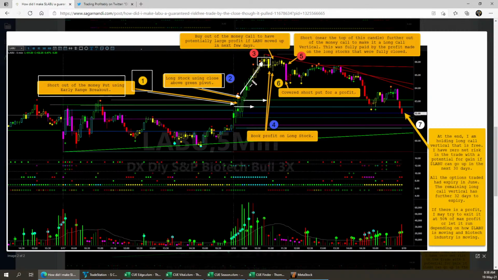So what did I do? Let me remove the lines. I booked my profit, half profit on this candle, the remaining profit on this candle. So I was left with only the short put. I made a profit on the stock positions on these two candles, and the moment I closed the entire stock position, I bought some out of the money call. So that turned out to be a speculative trade, an out of the money call.